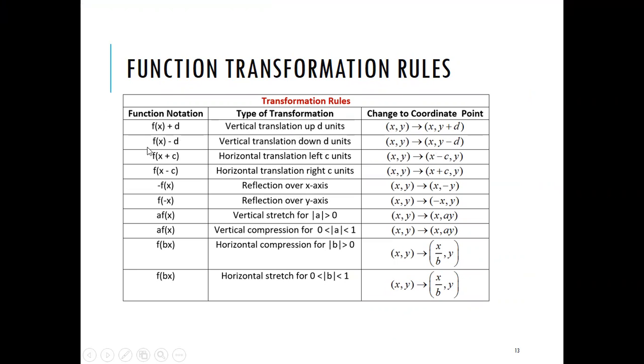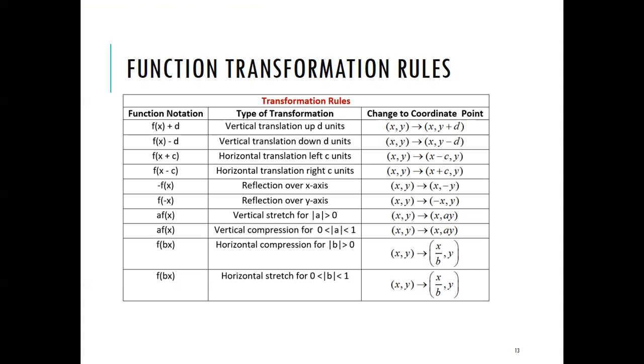F of x plus c is a horizontal translation, because we're going to remember that our x's are liars. Even though it looks like it's a positive move, it's actually a negative move, and I'm subtracting from my x values. Okay? F of x minus c is the same thing. It looks like it's a negative, but it's actually a positive. And so therefore, I would be adding to my c instead of subtracting from my c.